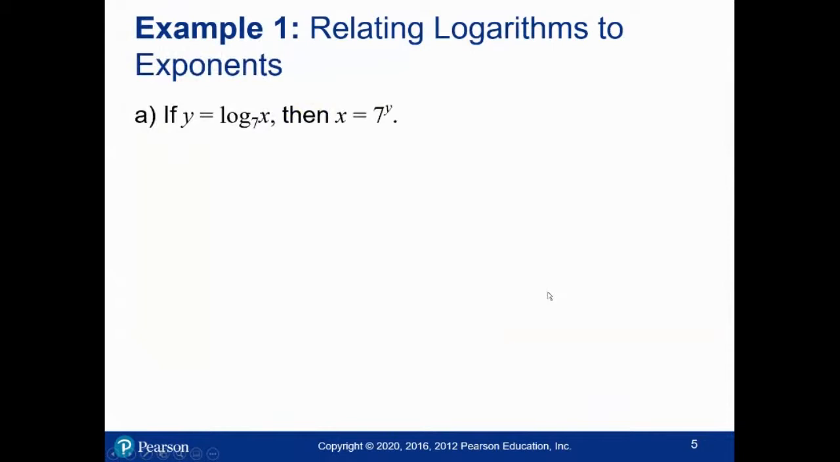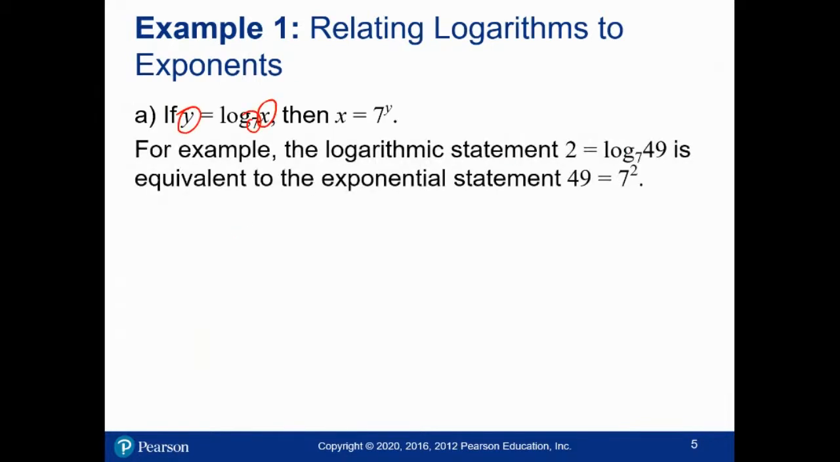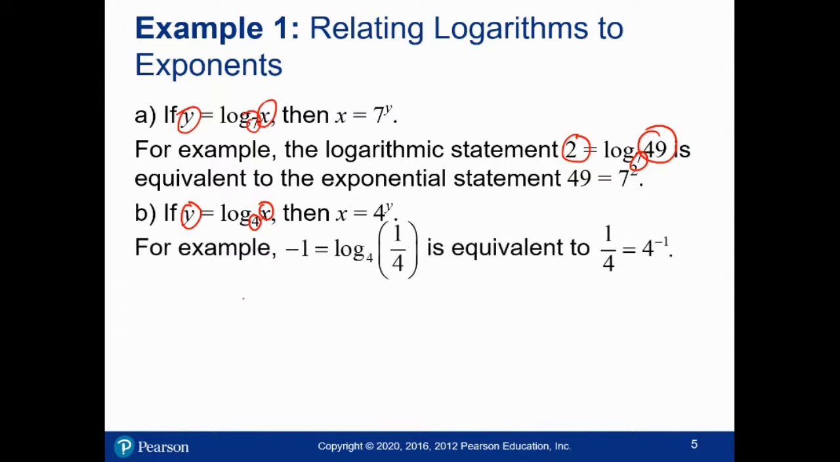So for example, if y is the log base 7 of x, to convert this into an exponential, I would say x is 7 to the y. So 7 squared is 49, so 2 is log base 7 of 49. If y is log base 4 of x, then 4 to the y is x. For example, y is negative 1 equal to log base 4 of a quarter because 4 to the negative 1 equals 1 quarter.